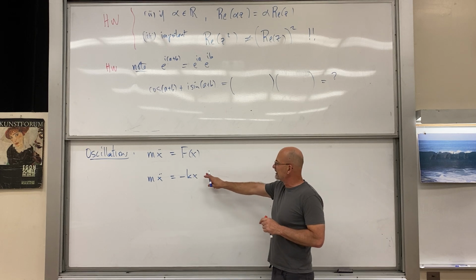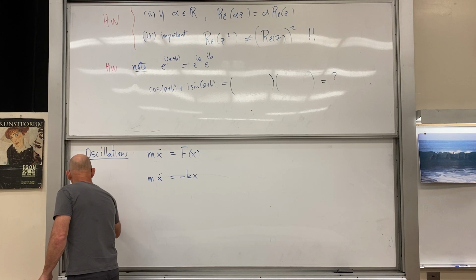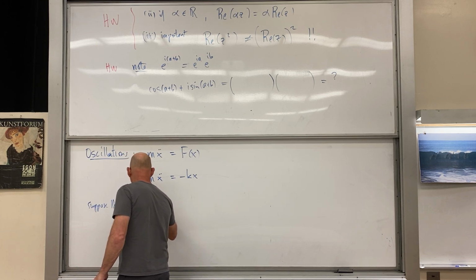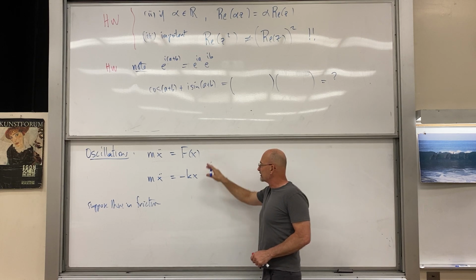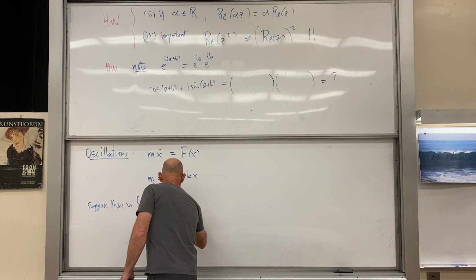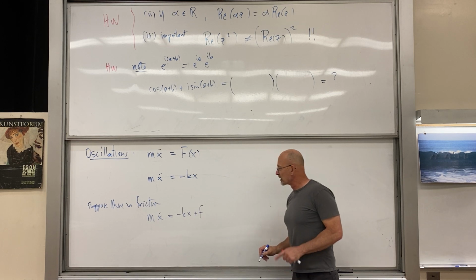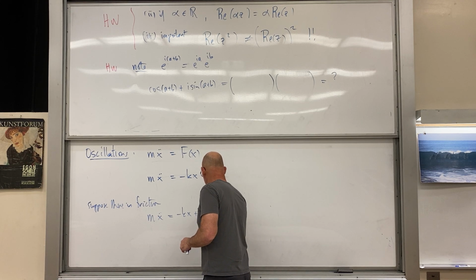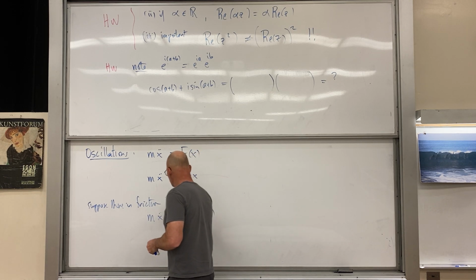Now what we're going to do is take a system like this and add friction. So suppose there is friction. Well, friction is something we would add to the right side of this equation. So I can say we have minus kx plus a frictional force, and we're going to have a velocity-dependent frictional force. So plus some function of x dot. So let's go ahead and write that here, velocity dependent.